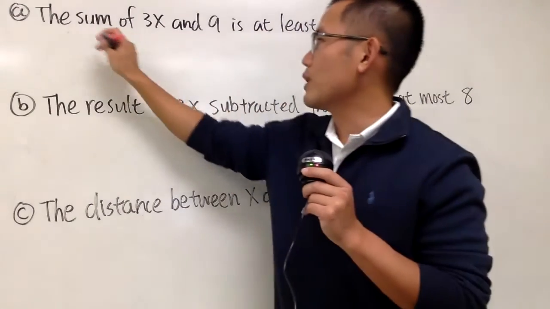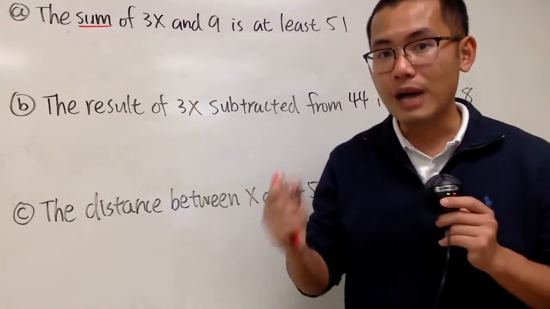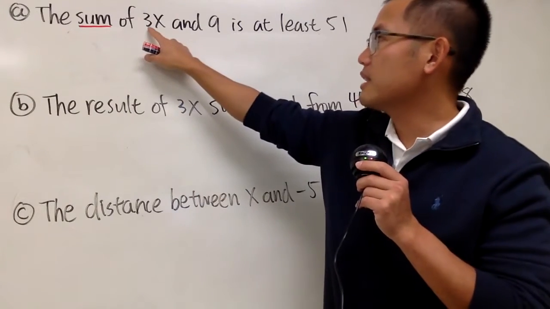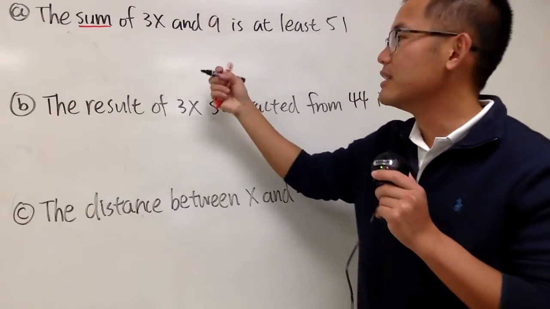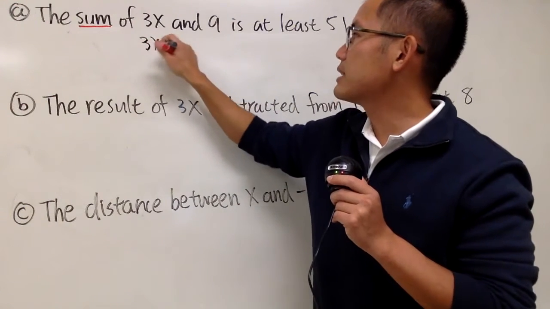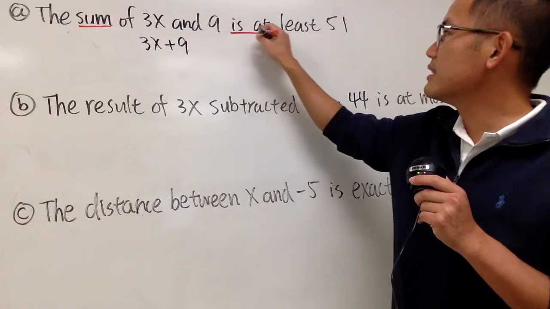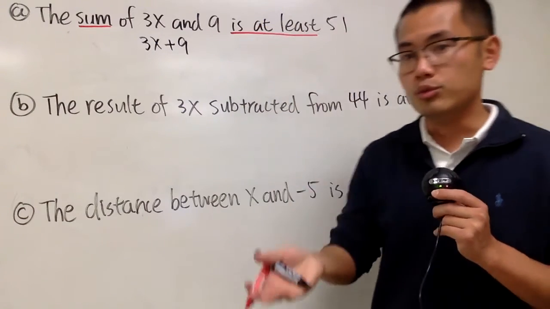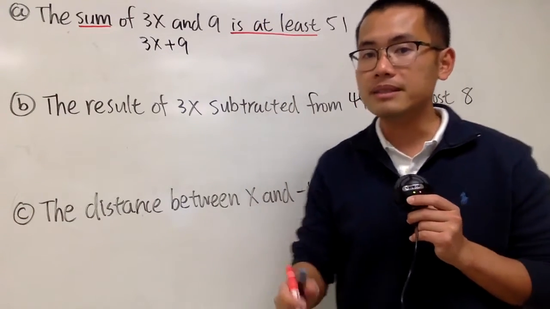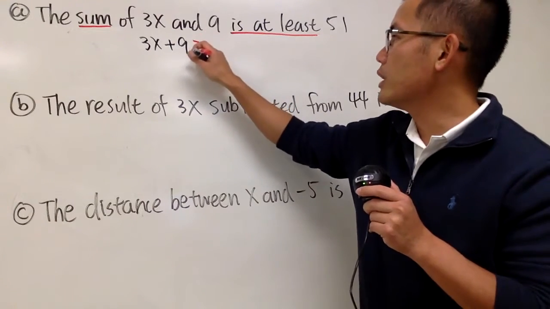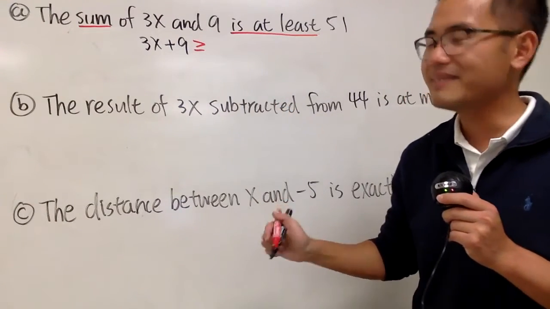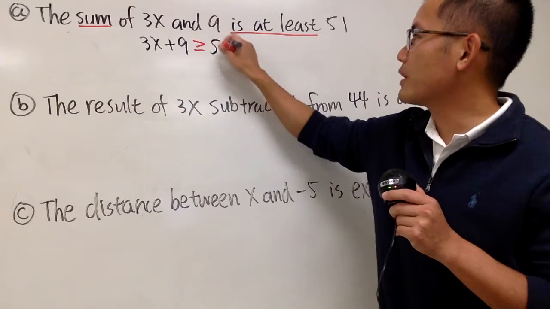So first, of course, we have to know the word sum. It means to add. And in this case, of course, we are going to add 3x and 9. So let's go ahead and put down 3x plus 9. And then we continue. Right here it says is at least 51. And you have to remember the phrase at least means that we will have a greater than or equal to inequality right here, right? And then of course we have the 51 here.